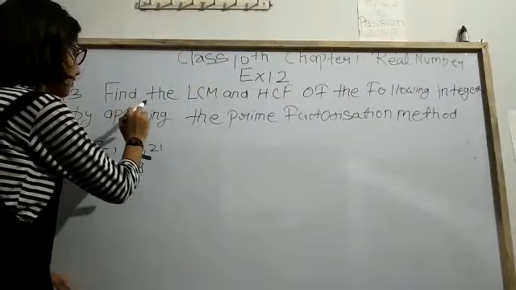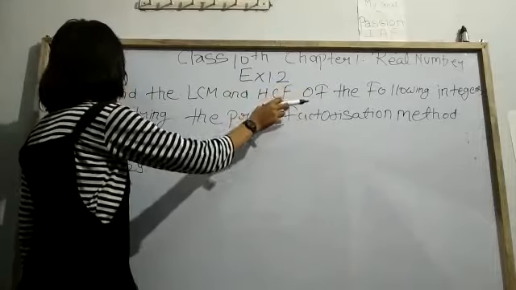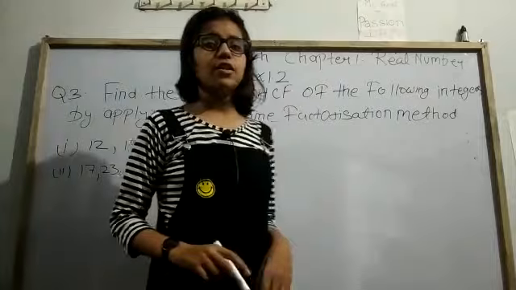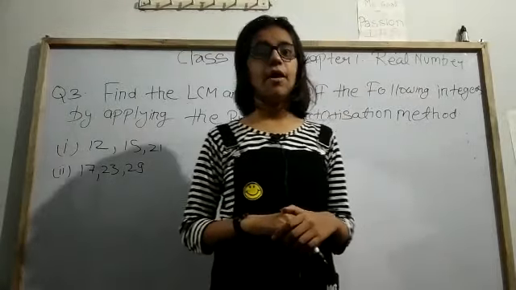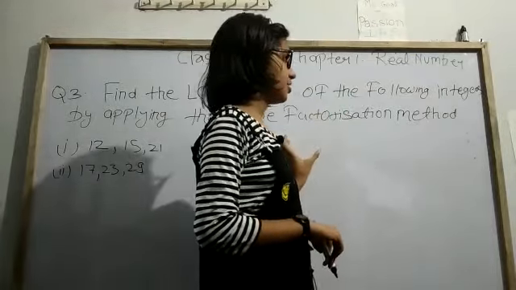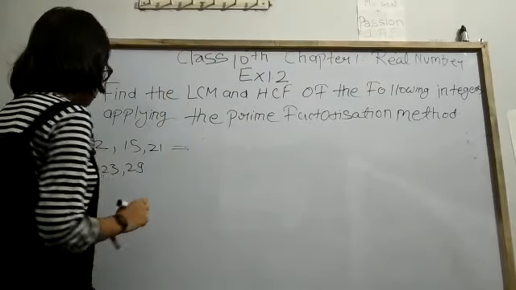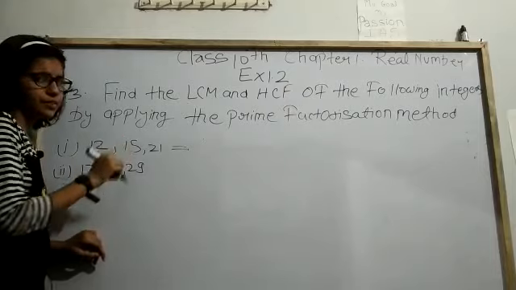So what is our question? Find the LCM and HCF of the following integers by applying the prime factorization method. What we have to do? First of all, we will find the LCM and the HCF, by the prime factorization method. So let's start. First let us find the LCM. What are our numbers? 12, 15, 21.